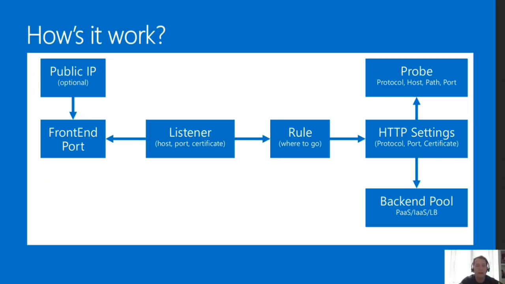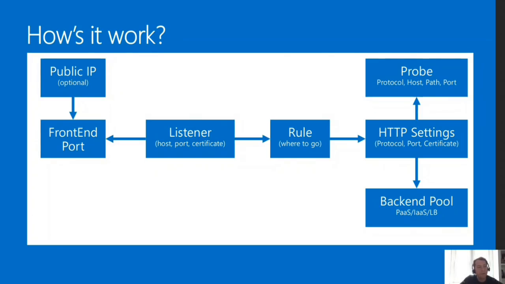Each of the listeners can be bound to a specific host, port, and certificate, right? So let's say you have a bunch of different SSL sites all sitting on one application gateway. Those can all coexist, right? In order to route traffic to some sort of secured backend pool, it's looking at a rule, right? Where do I go? Where is this traffic supposed to go? It's going to get routed to that backend pool.